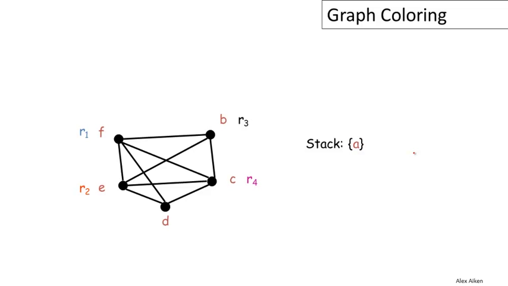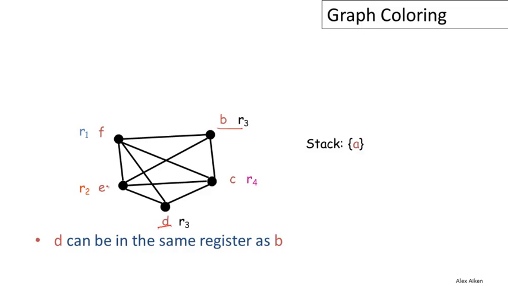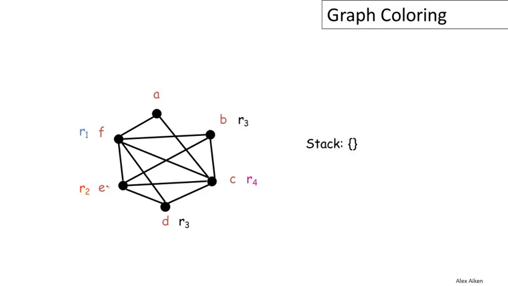Looking at node D here, it has as its neighbors F, E, and C. The only register that it can be assigned is R3, which is the same register as B. This is the only register that isn't used by one of its neighbors. So D gets assigned register R3. Then we add A back into the graph, and we look at its neighbors, and they're using registers R1 and R4. So A could be assigned either register R2 or R3, and since our rule is just to use the lowest numbered register that isn't used by one of the neighbors, we'll assign it register R2. And there's our complete coloring of the graph.